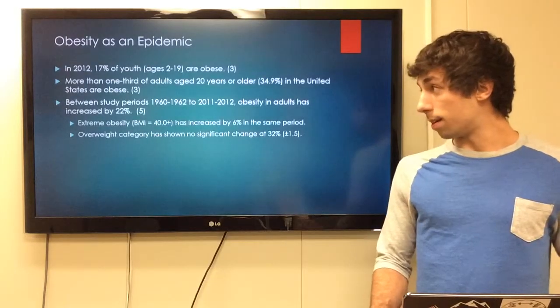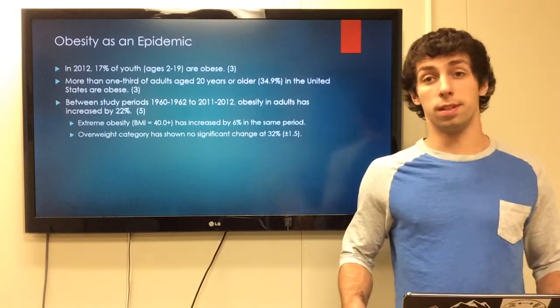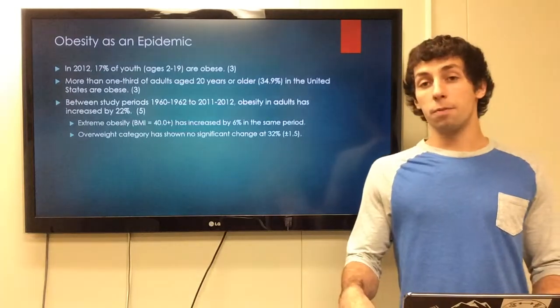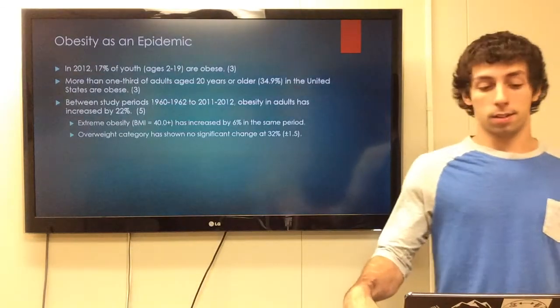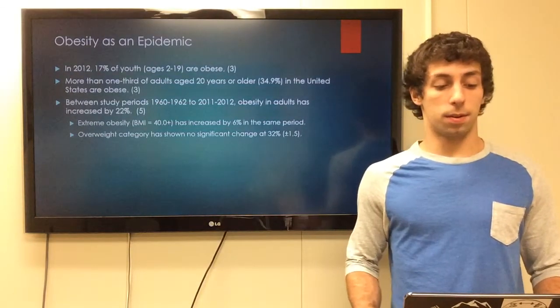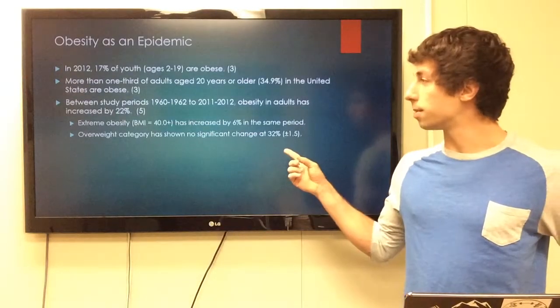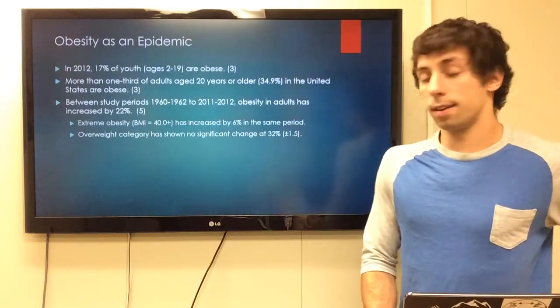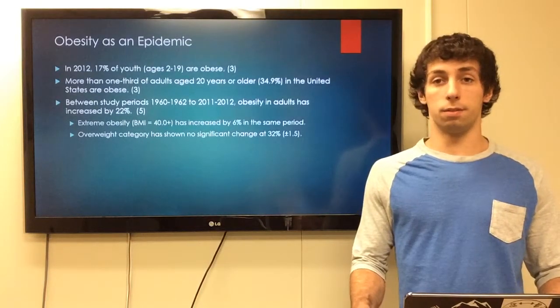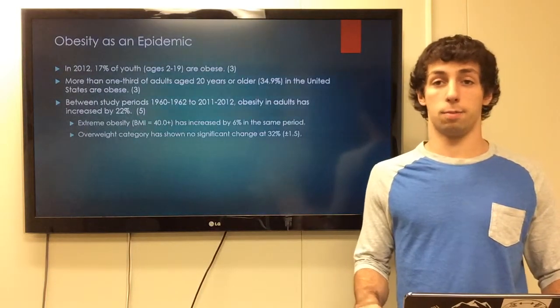And then below that we have the subpoints: extreme obesity, remember that's morbidly obese, 40-point BMI, has also increased by 6% in the same period, whereas the overweight category has shown no significant change at 32%. And so we're looking at over 60% of adults in the United States are obese today.